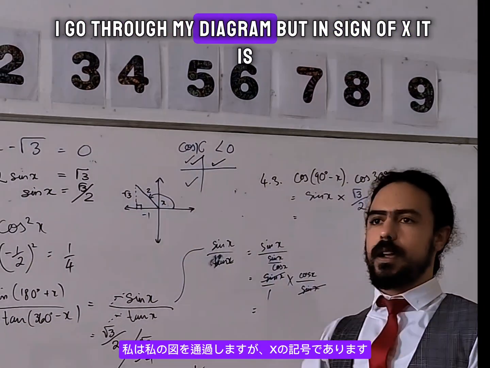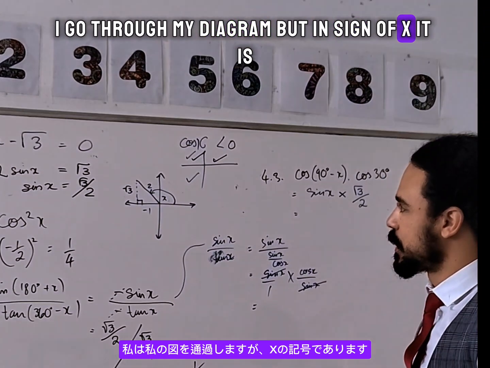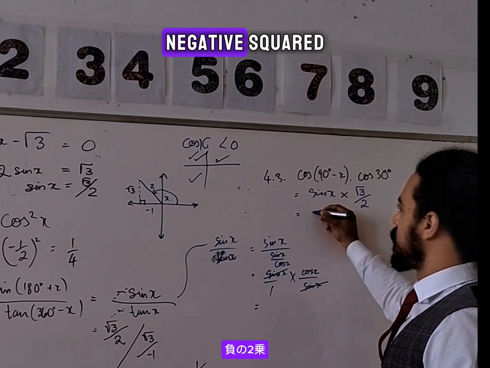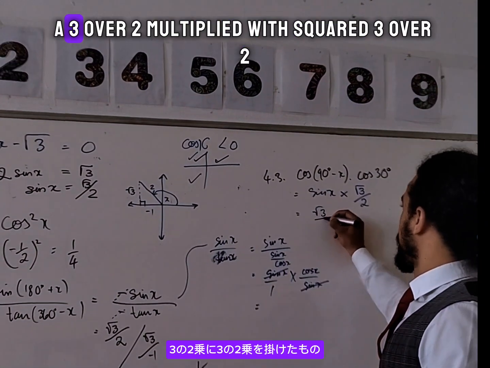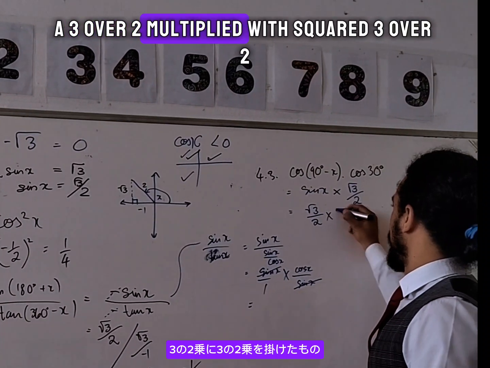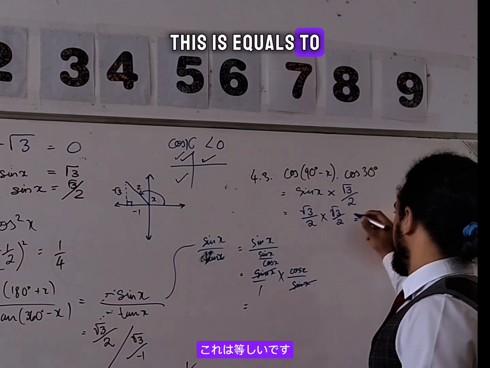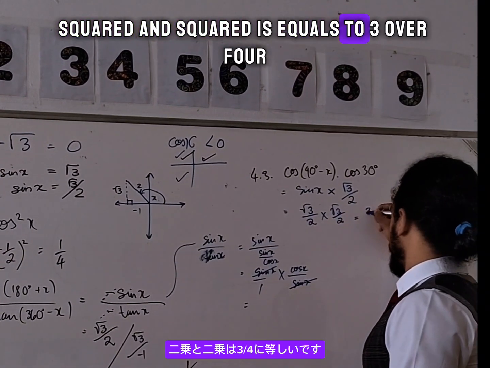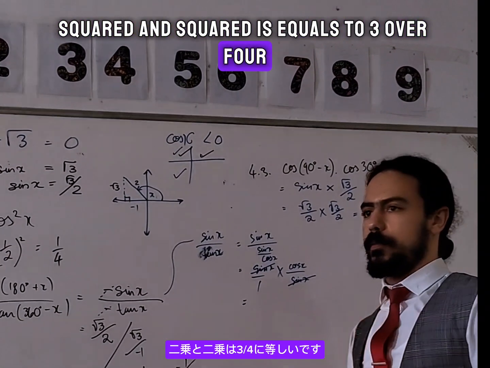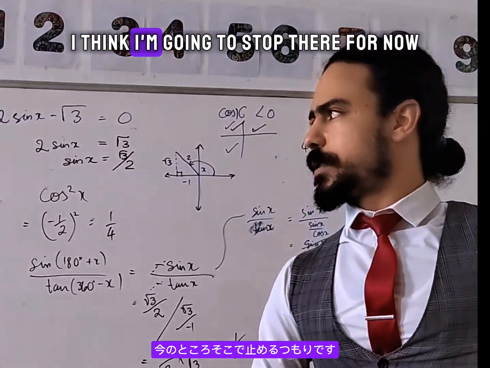I go to my diagram. What is sine of x? It is negative square root 3 over 2, multiplied with square root 3 over 2. This is equal to negative square root 3 times square root 3, which is 3 over 4. Right. I think I'm going to stop there for now.